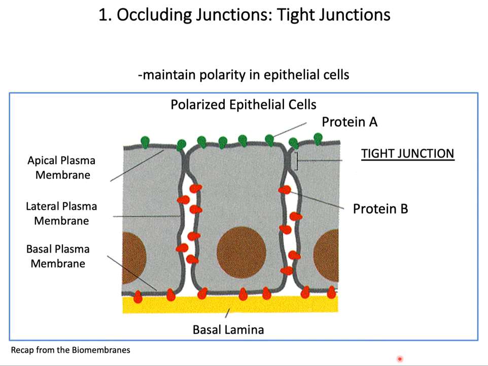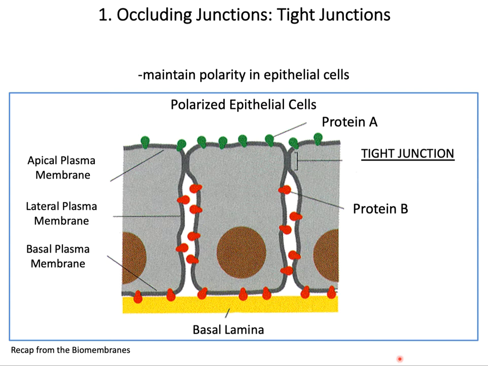The first major group is the occluding junctions, and as the name suggests, the role of occluding junctions is to occlude certain proteins and certain solutes. An example of an occluding junction is the tight junction, and tight junctions play a number of important roles, especially in the epithelial layer. You have seen a couple of these already.